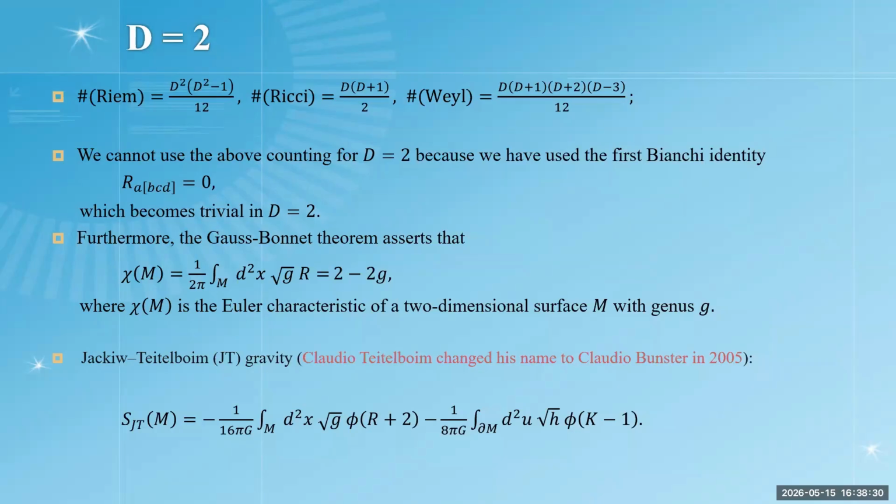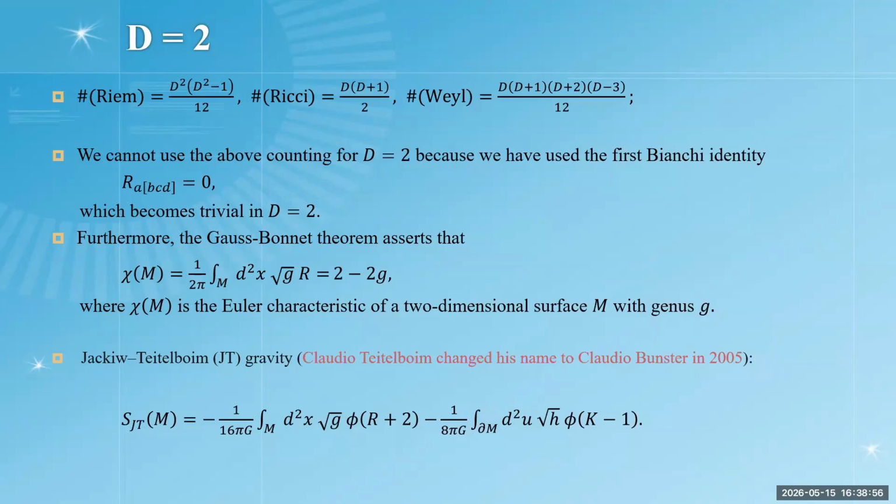Also, 2 dimensions is interesting because the Einstein action is basically topological, related to the Euler characteristic. I mean the Euler number of some surface, and G is the genus of this surface M. If you consider a Riemann surface, then G is the genus of the Riemann surface.